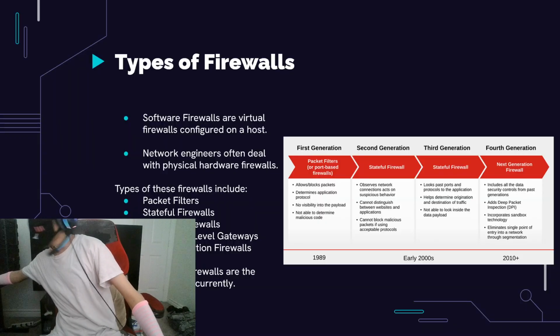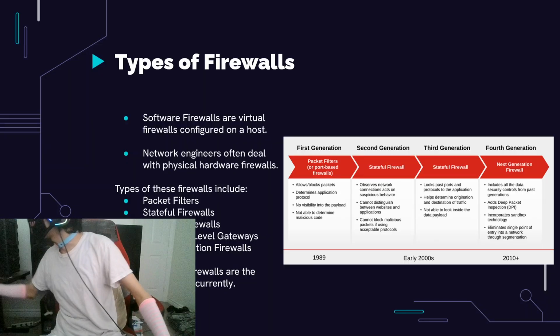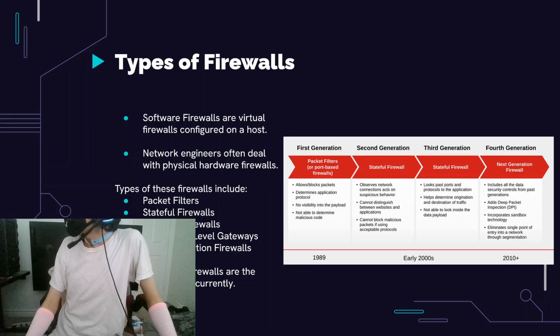So let's talk about different types of firewalls. There's many different types of firewalls. You're probably already familiar with a software firewall, which is what's on your PC, like Windows Firewall. And you'll notice that you can block certain applications from going out the network, things like that. Network engineers typically deal with hardware, physical firewalls, which you carry and mount on a rack, that you can touch and plug things into and stuff like that.